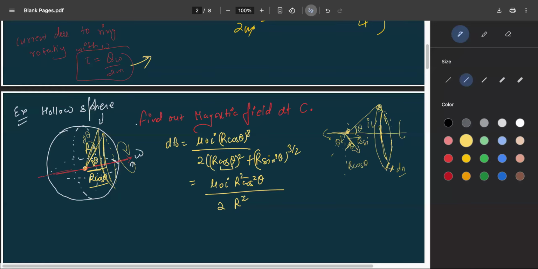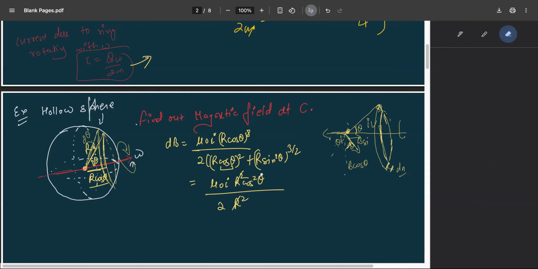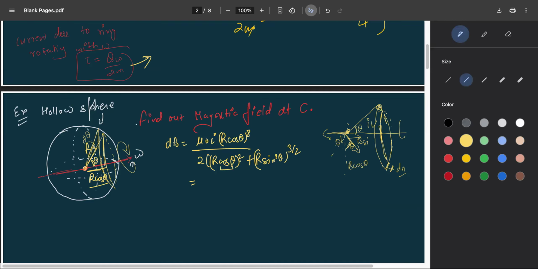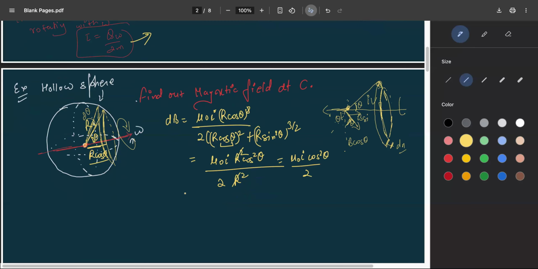So this r square and r square get cancelled. What have we got finally? We will actually write all the simplified equations. Okay, let it be as it is. It is going to be mu naught I cos square theta by... This is the magnetic field you are going to get in this particular case. So now Kirtana, you have got this value, right? What is the value of I?